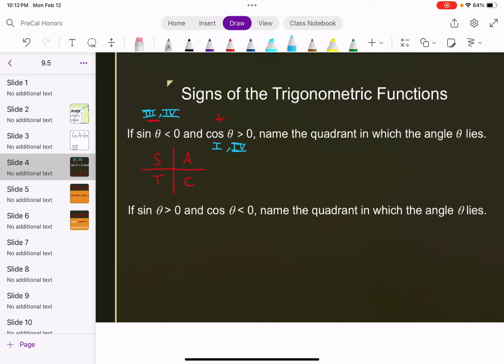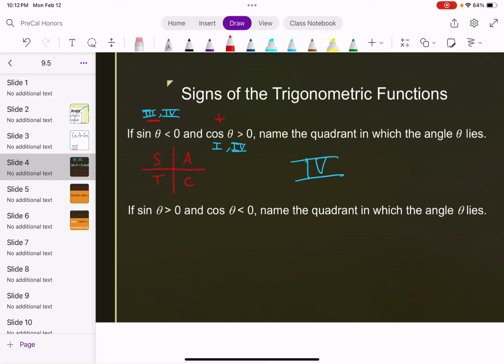Now, you may ask, but the real question is, why can't it be 3? Keep in mind, even though, yes, sine is negative in quadrant 3, cosine is not positive in quadrant 3, which is the main reason why our answer is quadrant 4.